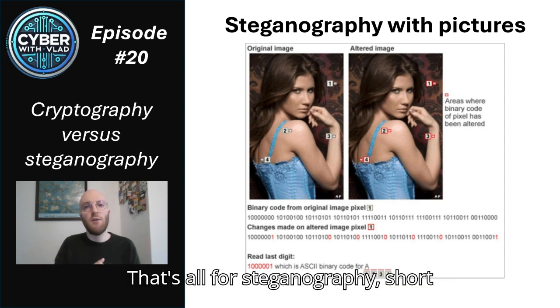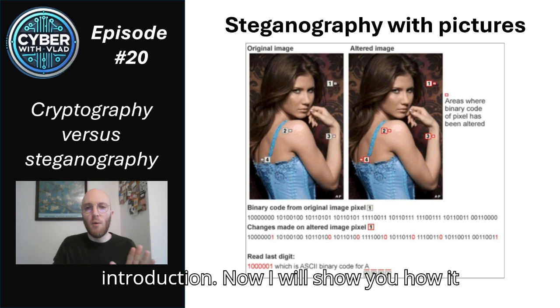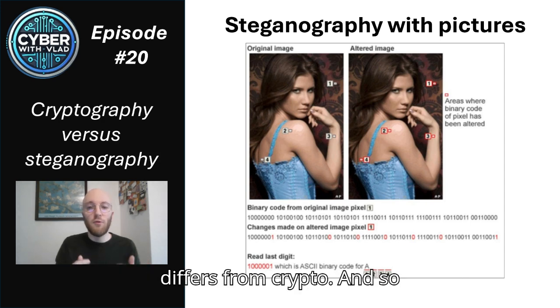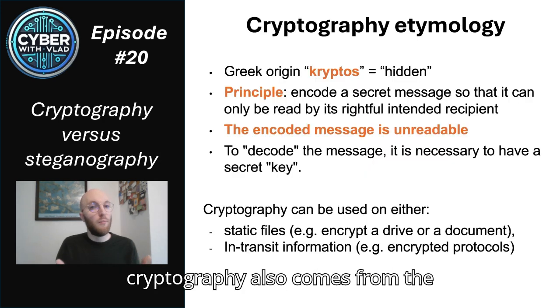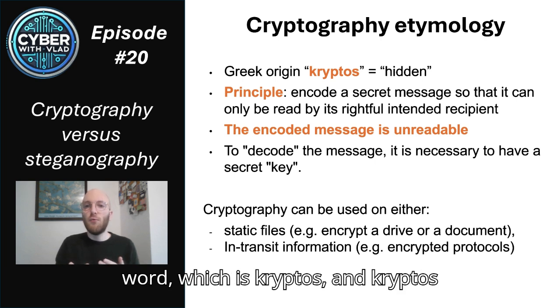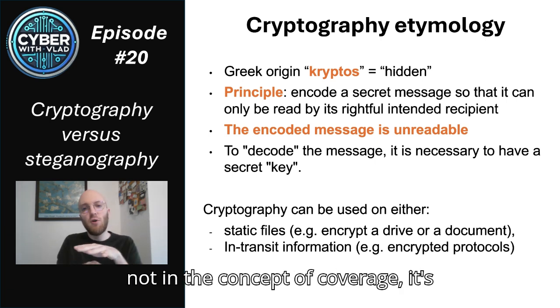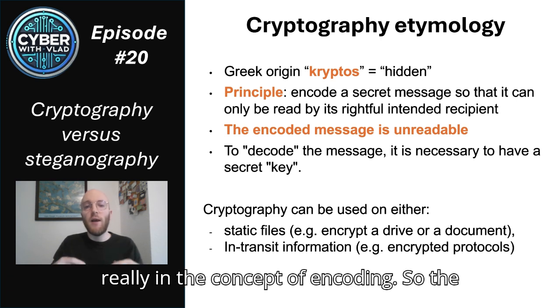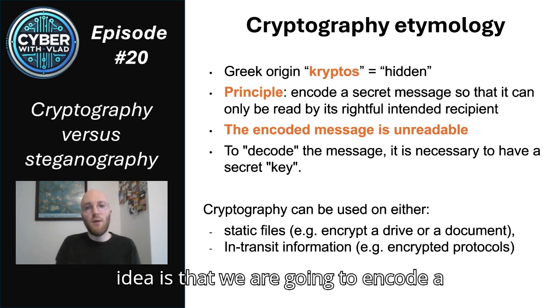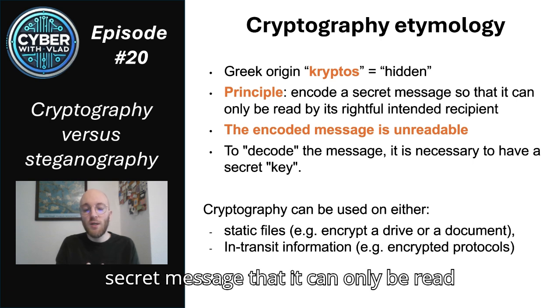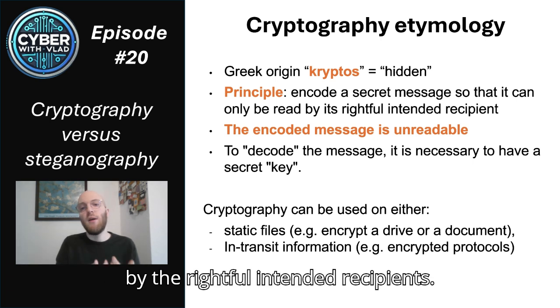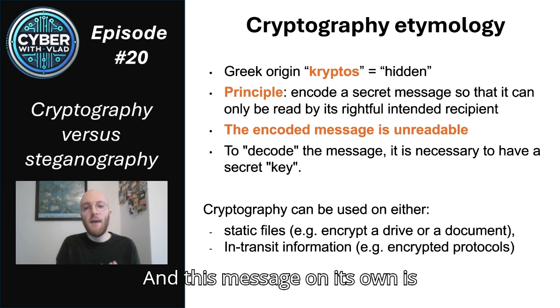That's all for steganography, a short introduction. Now I will show you how it differs from crypto. Cryptography, sorry, also comes from the Greek, but from a different word, which is cryptos. And cryptos really means hidden. So this time it's not in the concept of coverage, it's really in the concept of encoding. The idea is that we are going to encode a secret message that can only be read by the rightful intended recipients. And this message on its own is unreadable.